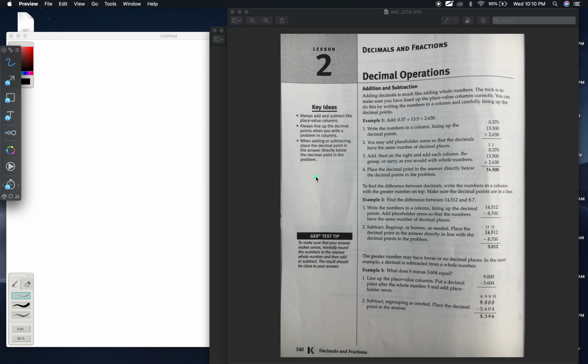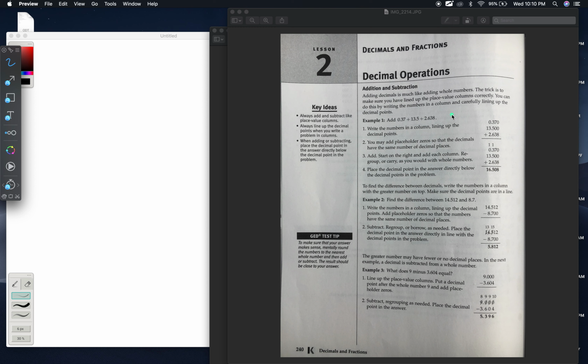Adding decimals is much like adding whole numbers. The trick is to make sure you have lined up the place value columns correctly. You can do this by writing the numbers in a column and carefully lining up the decimal points.